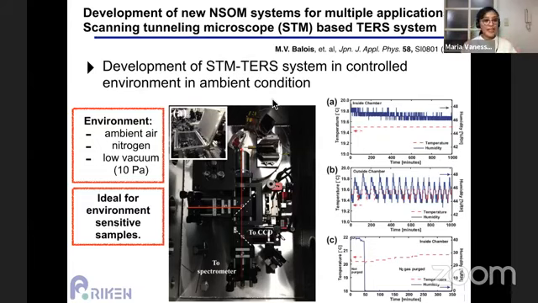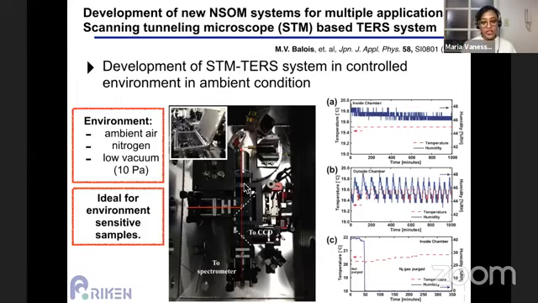Now, the STM TERS system is also, we improved the environment by putting our system inside a metallic environment control chamber, wherein, as you can clearly see here, inside the chamber, the temperature is very stable and the humidity does not vary much. The humidity varies only maybe plus minus 1% RH. But outside the chamber, you can see the very dramatic change of the temperature, which is not good for our system.